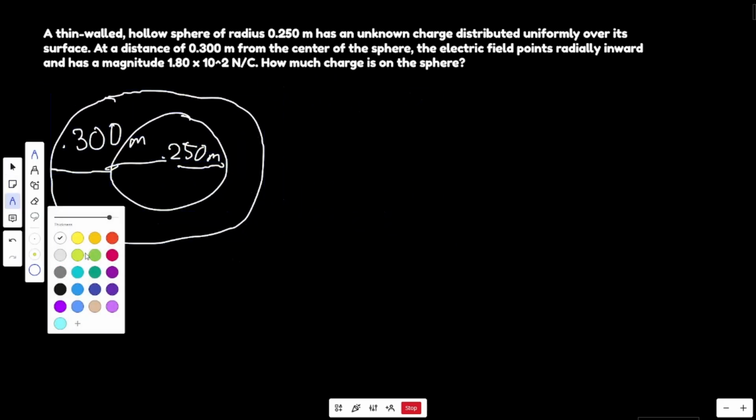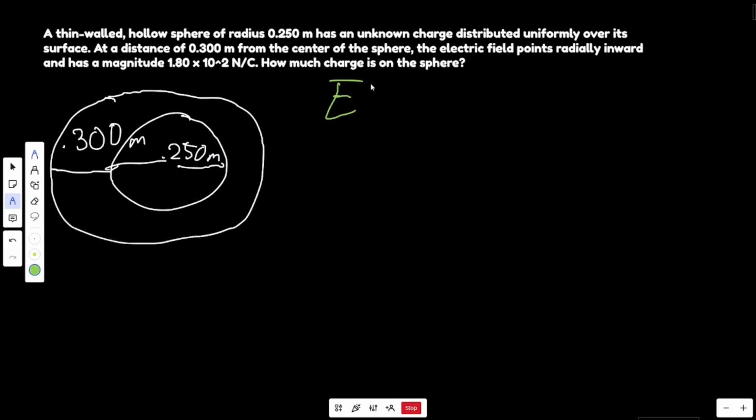So again, we'll go with here. Our electric field is equal to 1.80 times 10 to the power of 2 newtons per coulomb. And we also have our distance. Our distance that we're concerned with here isn't 0.250, but instead it's 0.300, simply because we're trying to get the flux in reference to the distance from the center of the sphere. And that's also because we have the magnitude at that point. Right? And yeah, so that's where we have to start.